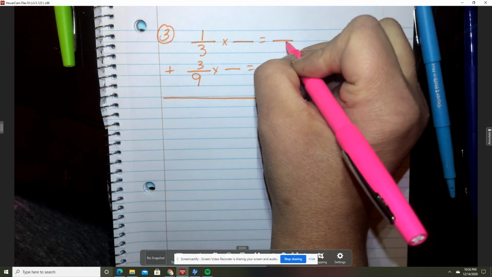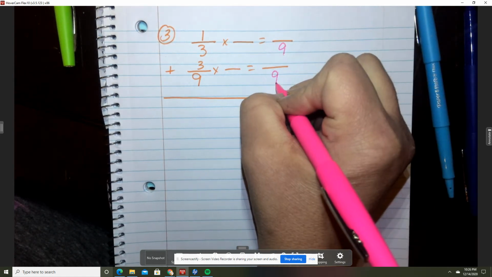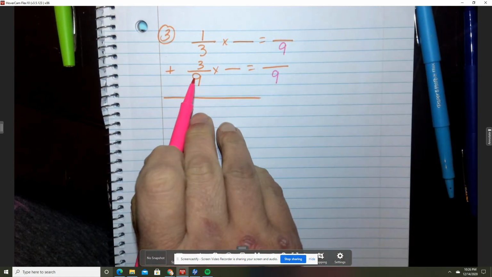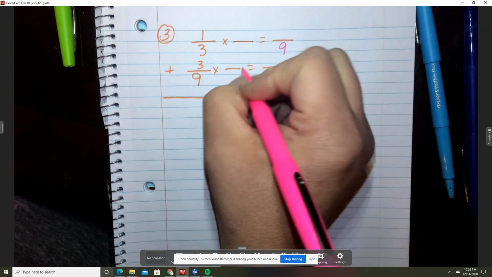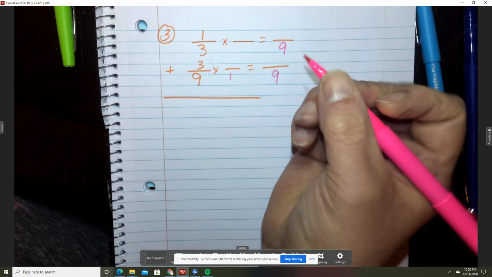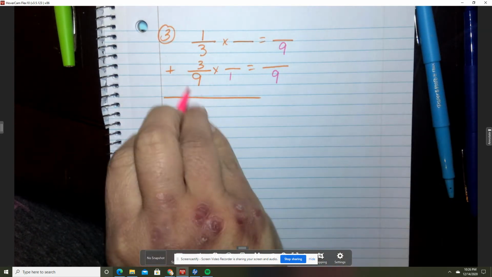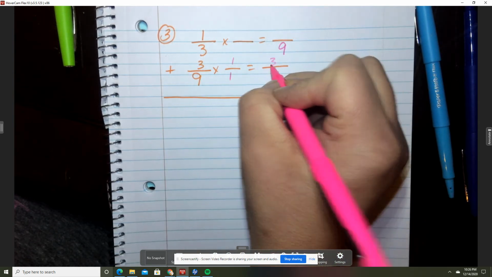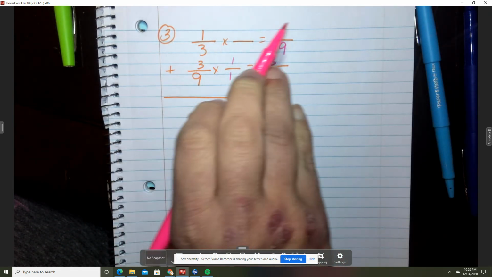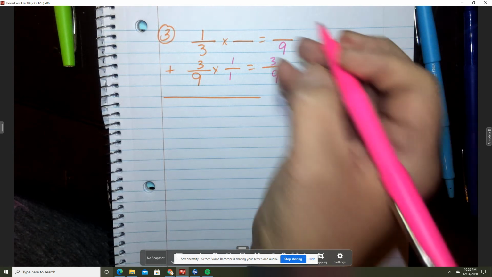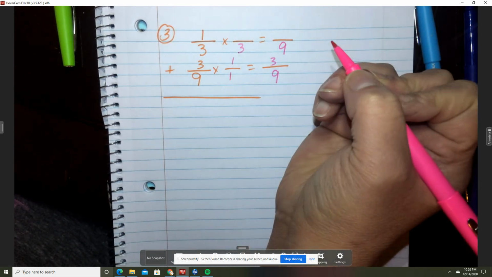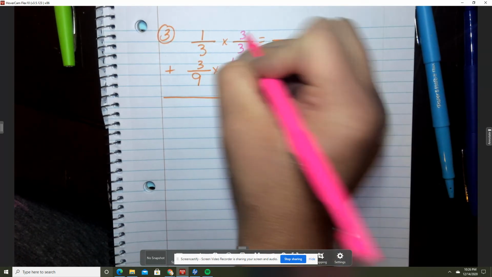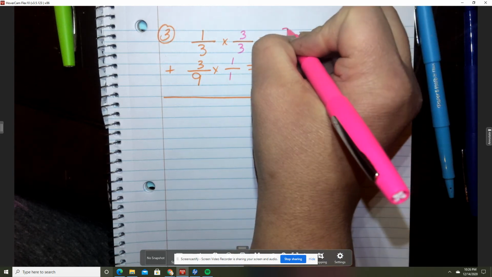Yes. So then that means that 9 will be our denominator. What did I do to 9 to get to 9? Well, I multiplied by 1. So what I do to the bottom, I have to do to the top. 3 times 1 is 3. So what do I do to 3 to get to 9? You multiply by 3. What I do to the bottom, I have to do to the top. 1 times 3 is 3.